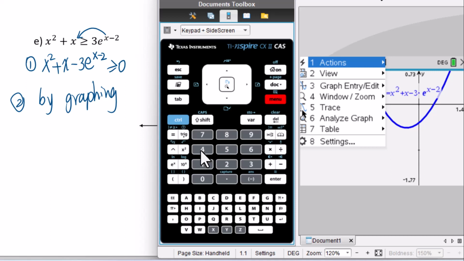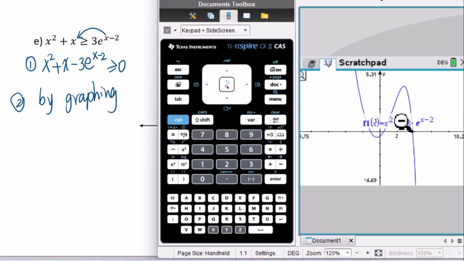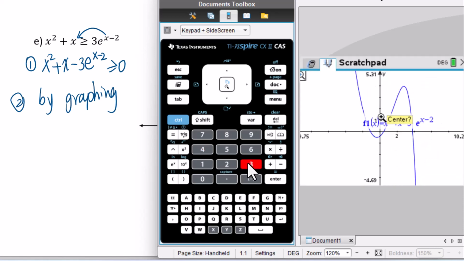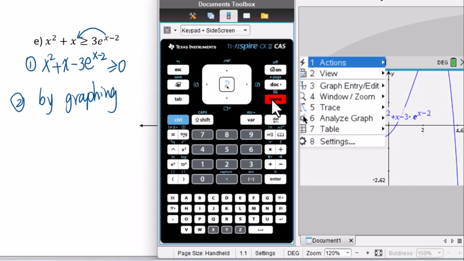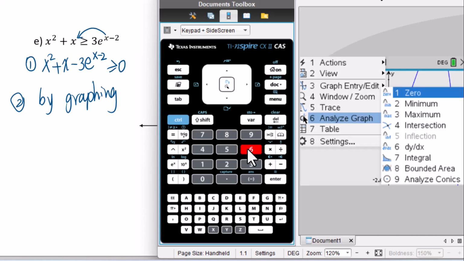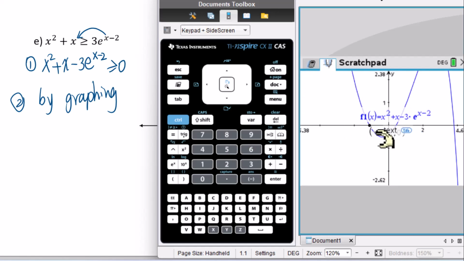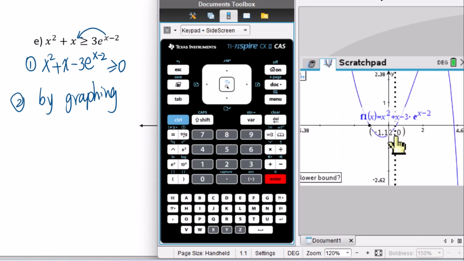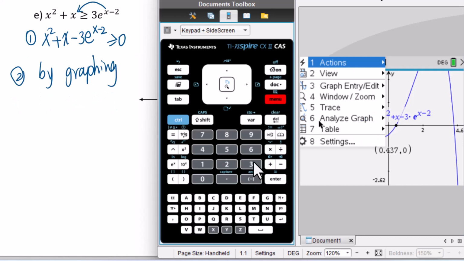Menu, 4. Graph like this. Now zoom in a little bit. Menu, 4, 3. Then go to menu, analyze the graph, 0, menu again, 6, enter. Menu, 6, enter.